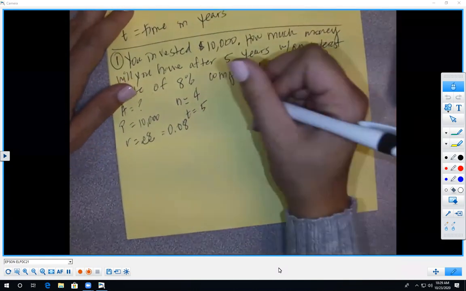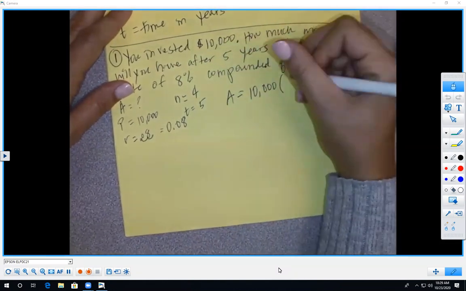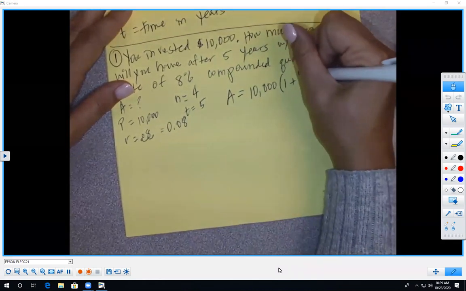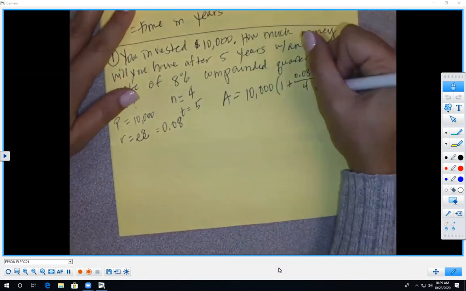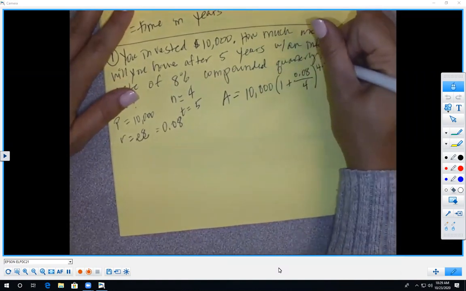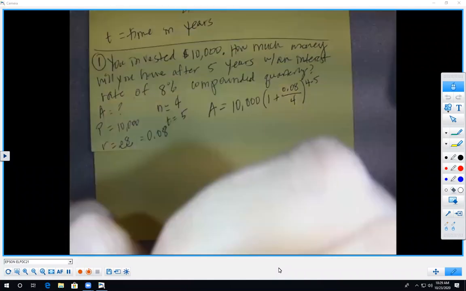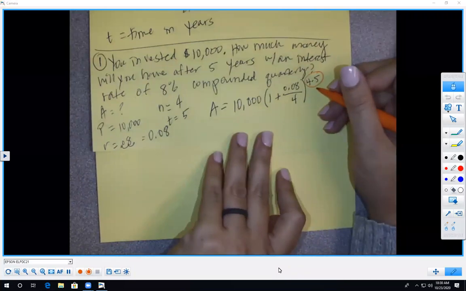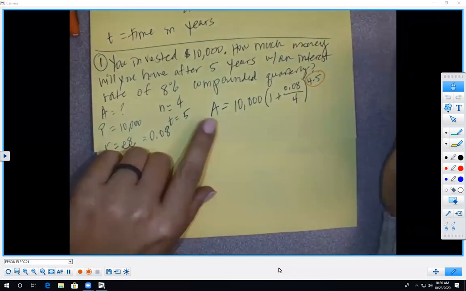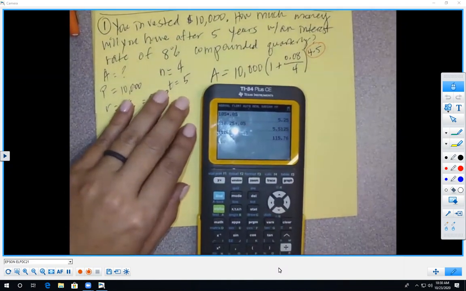So when I put that in my formula, I get A equals P, which is $10,000, times (1 plus my rate, 0.08, divided by n, which is 4), raised to the 4 times 5 power. If you're typing this all into a graphing calculator, that is totally fine. You got to multiply this 4 times 5 first, or you have to put it in parentheses if you're putting it in your calculator. Otherwise, it'll raise it to the 4th power and then multiply it by 5.